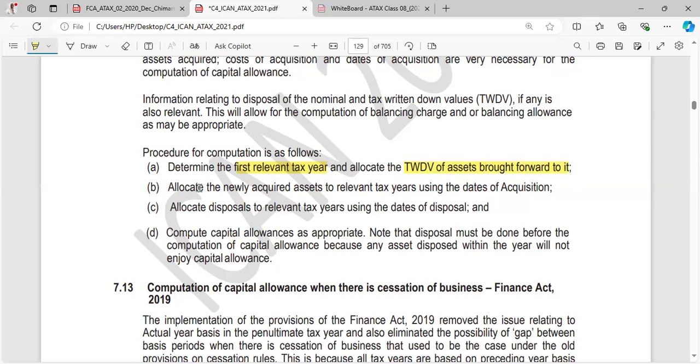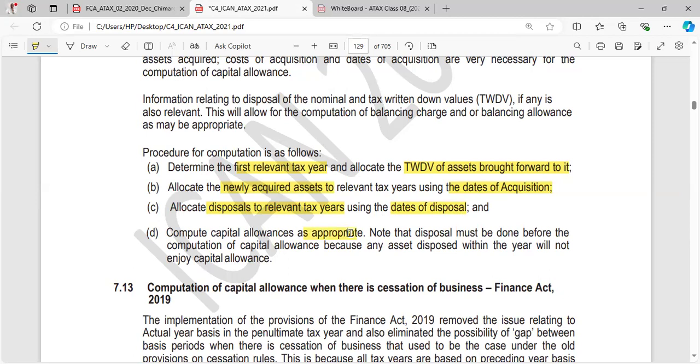Second one, allocate the newly acquired assets to the relevant tax year using the date of acquisition. Then allocate disposal to relevant tax years using date of disposal. Then compute capital allowances as appropriate.